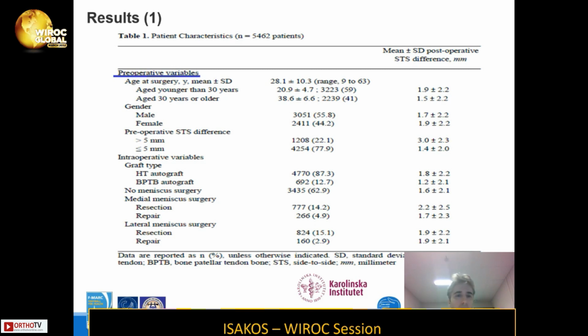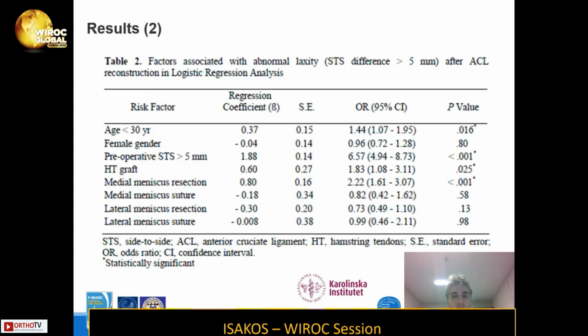Among the preoperative variables, we looked at age at surgery, gender, and preoperative side-to-side difference. Among the intraoperative variables, we looked at graft type, hamstring tendon and bone patellar tendon bone autograft, with the first one being predominant, and medial meniscus surgery, resection or repair, and lateral meniscus surgery, resection or repair. Here you can see the mean and standard deviation of postoperative side-to-side differences in millimeters.